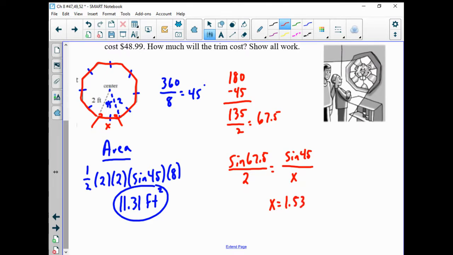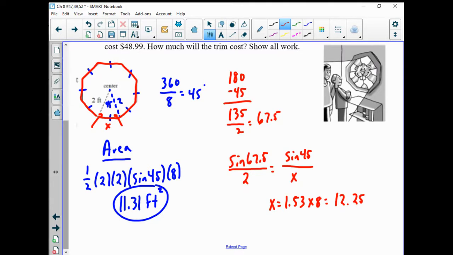Now, some of you might have been saying, well, I've got two sides and an angle in between. Couldn't I have used law of cosines? Yeah, that would have been fine as well. Usually law of sines is a little faster, but nothing wrong with using law of cosines there. Now, remember, that's just one side, though. So we still have to multiply that by 8. We got 8 of those. So the entire thing has a perimeter of approximately 12.25.